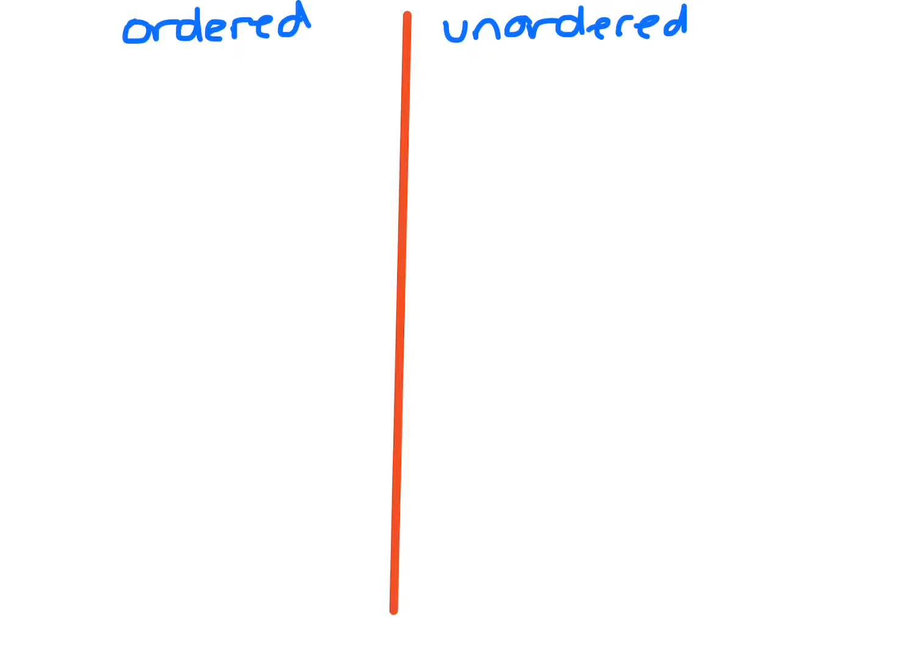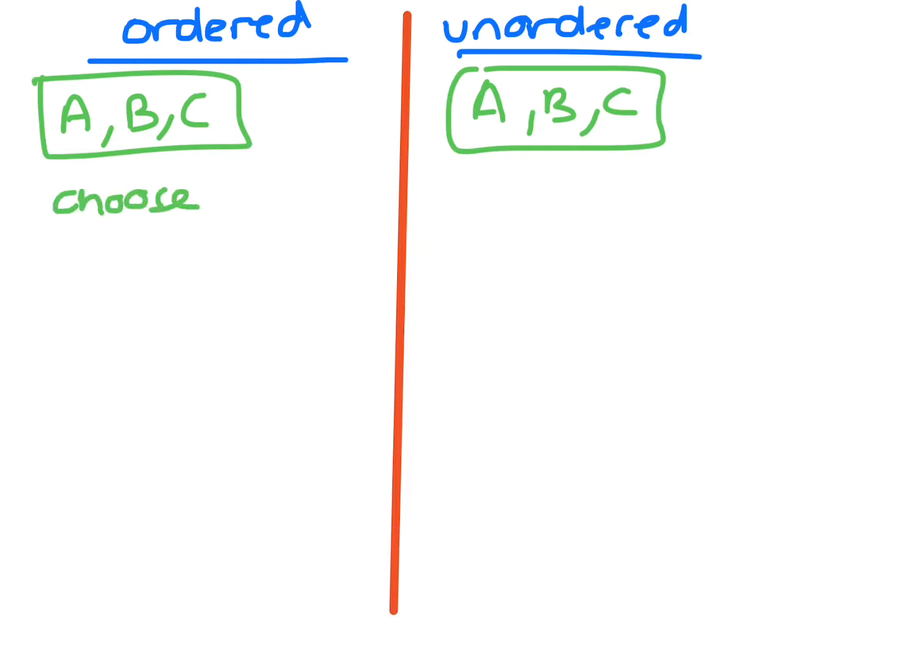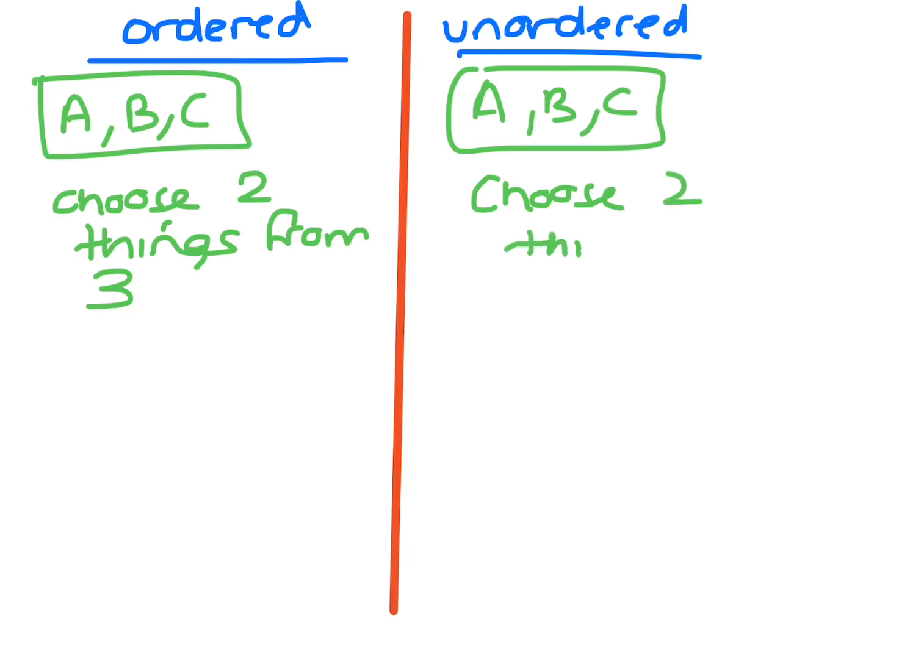So I just want to talk about ordered and unordered. Okay, so let's just say we have A, B, C. We're just going to start with 3 and A, B, C. So we're going to choose here 2 things from the 3. Okay, and this one here too. Choose 2 things from 3.